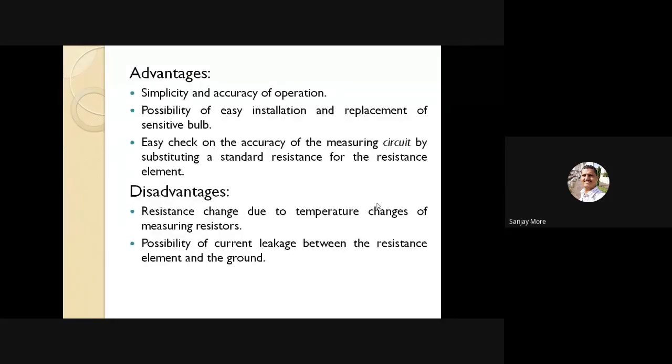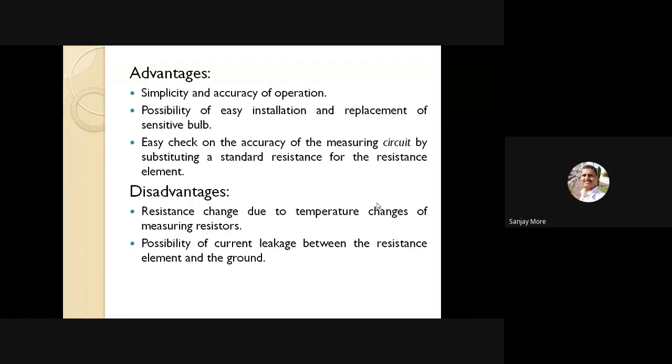Write down advantages of RTD. First one, simplicity and accuracy of operation. Second, possibility of easy installation and replacement of sensitive bulb. Full stop and next line.